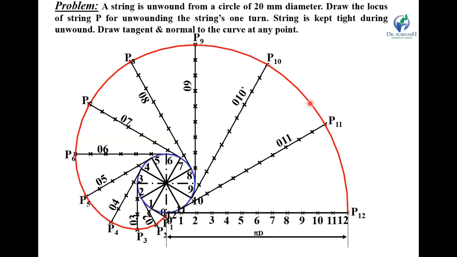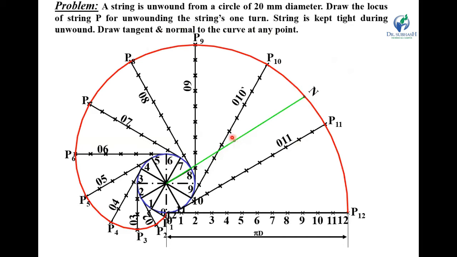So this curve is known as the involute of this circle. Now we have to draw the tangent and normal at any point. Say for example, we have to draw the normal and tangent at this point N on this curve. So for that, join this N with the center of the circle. Okay. So now find out the midpoint of this line.